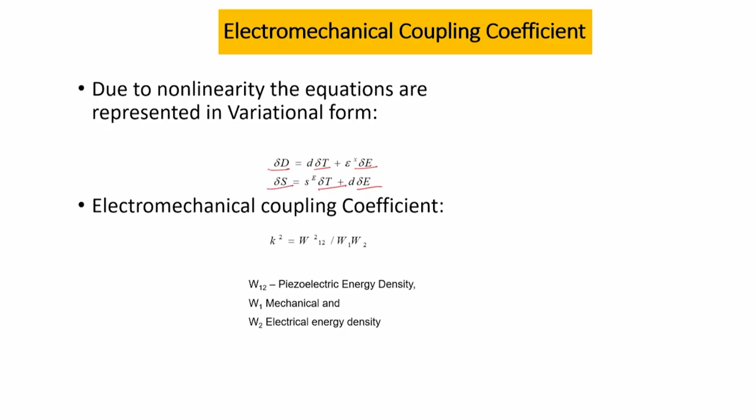However, one thing remains important, that is the coupling coefficient, which can be shown to be the ratio of the piezoelectric energy density squared divided by the mechanical and the electrical energy density. So, the higher the coupling coefficient, the more energy is getting transformed from one form to the other. Like a higher coupling coefficient of say 0.9 would mean that most of the mechanical energy is transferred to electrical energy in a system. So, that is the way the K squared plays an important role.